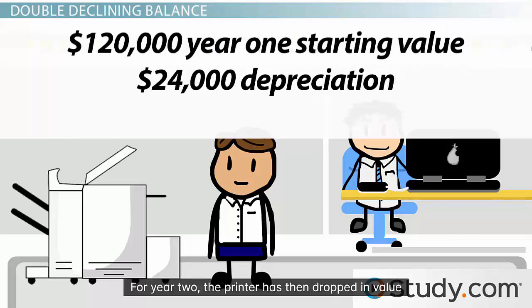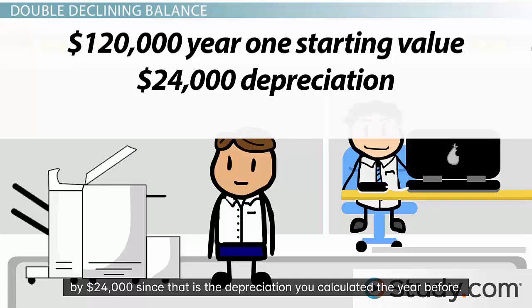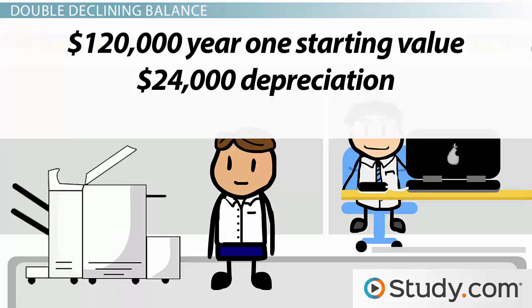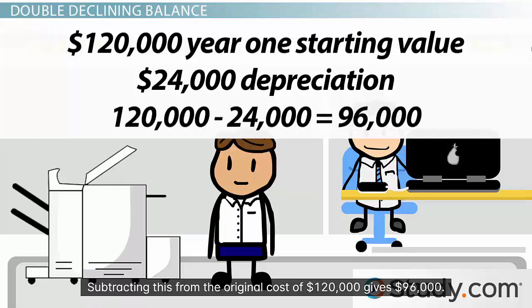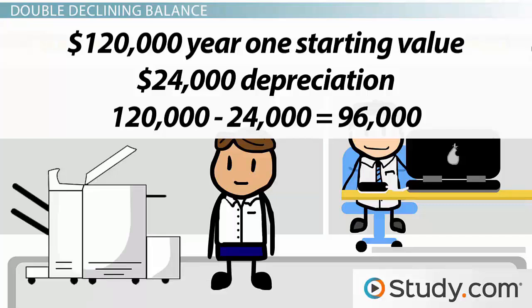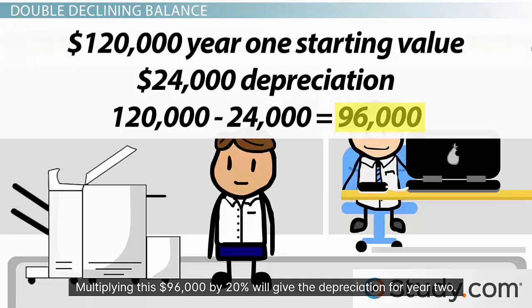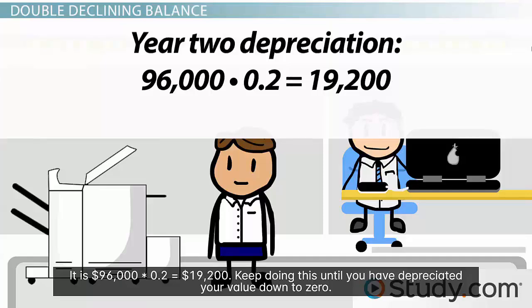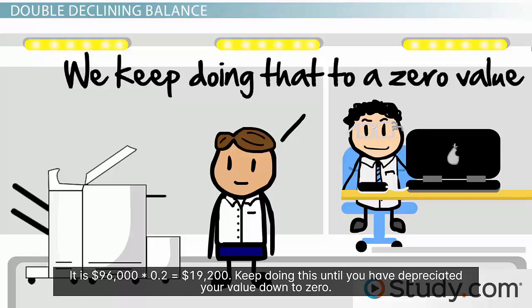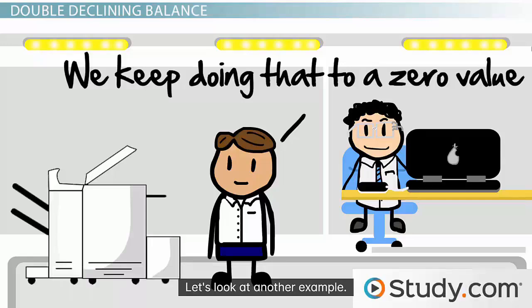For year 2, the printer has then dropped in value by $24,000, since that is the depreciation you calculated the year before. Subtracting this from the original cost of $120,000 gives $96,000. Multiplying this $96,000 by 20% will give the depreciation for year 2. It is $96,000 times 0.2 equals $19,200. Keep doing this until you have depreciated your value down to 0.